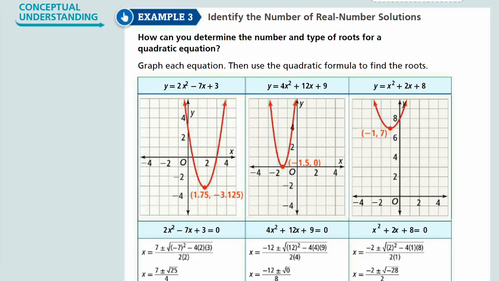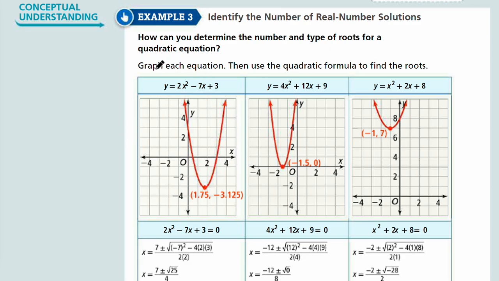Hi, welcome to Algebra 2, Lesson 3-6, Quadratic Formula, Example 3. Identify the number of real number solutions. How can you determine the number and type of roots for a quadratic equation? So in this example, we will see the types of solutions we can have for quadratic equations.